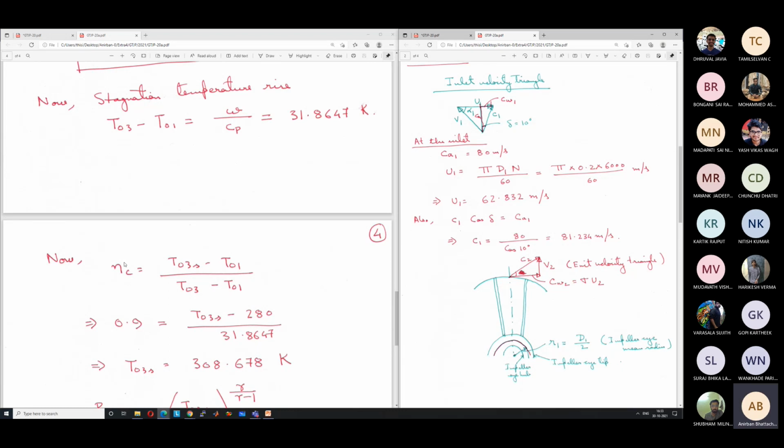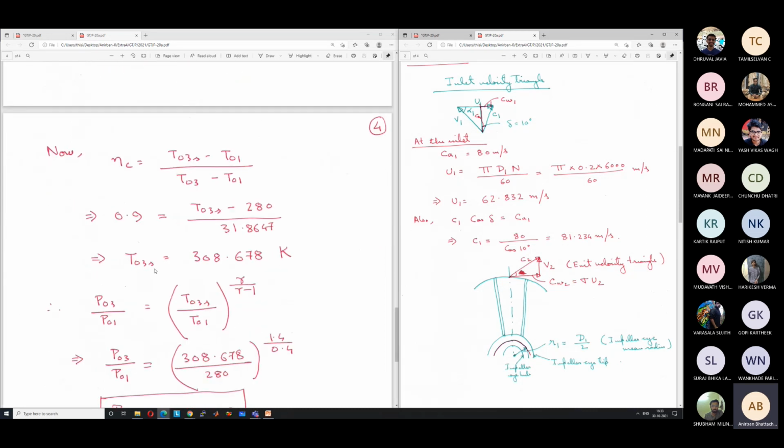So from the isentropic efficiency of the compressor, we can find out T03s. Eta C is equal to T03s minus T01 by T03 minus T01. Very standard expression. You have used it hundreds of times. So 0.9 is equal to T03s minus 280, where 280 is T01, divided by T03 minus T01, which we have already calculated, 31.8647. So this gives us a value of T03s equal to 308.678 Kelvin. Again, this value is less. It should have been 400 something for realistic calculations with a higher velocity.